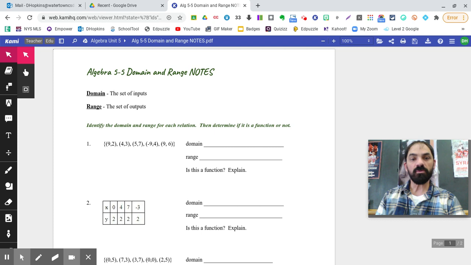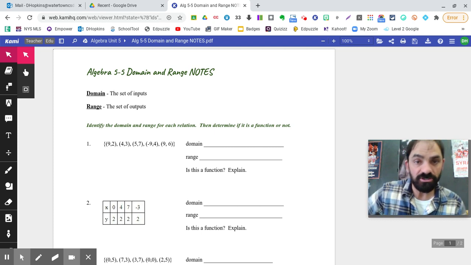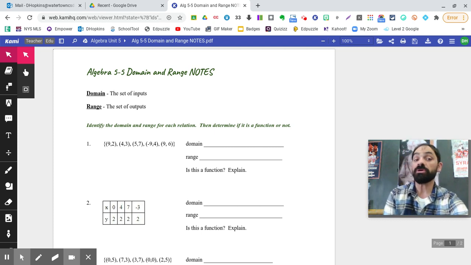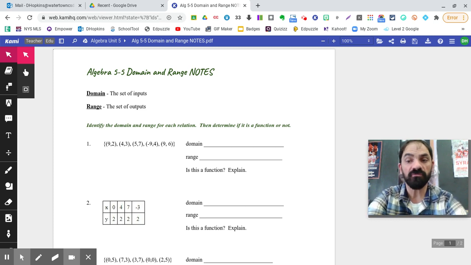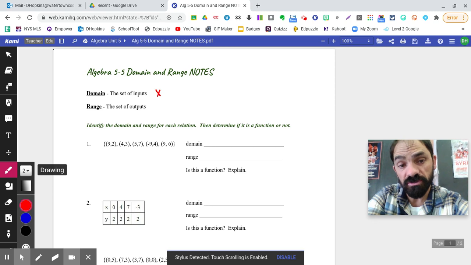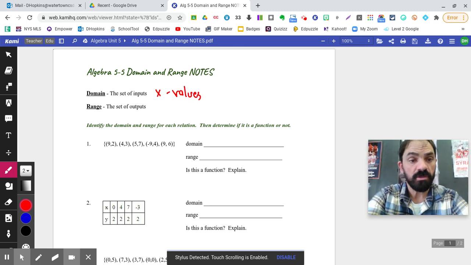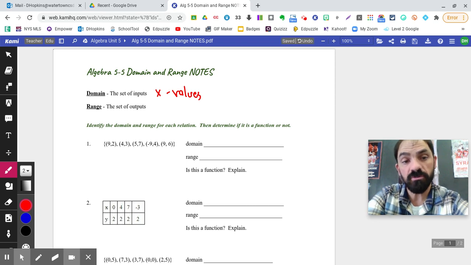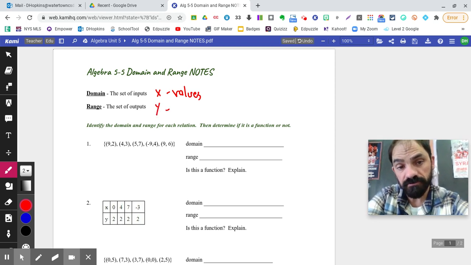Hopkins. Today we're going to talk about the domain and range. We've mentioned it earlier in this unit, and we're going to refresh it and hopefully become more familiar with it. The domain is the set of all inputs. Those happen to be our x values. The range is a set of all outputs, which is the y values.